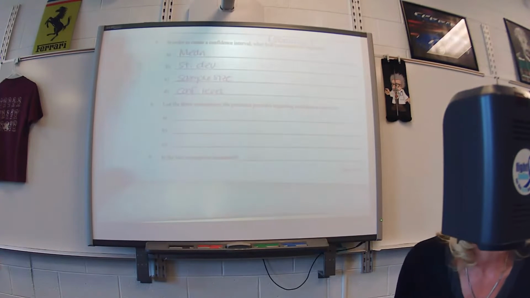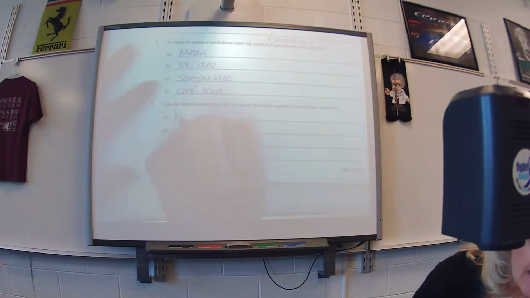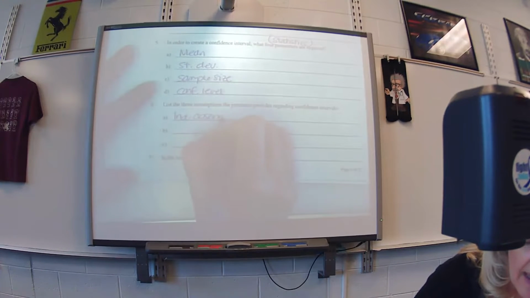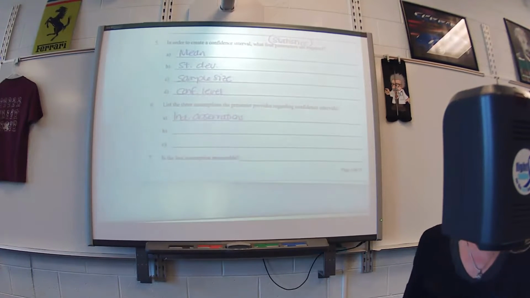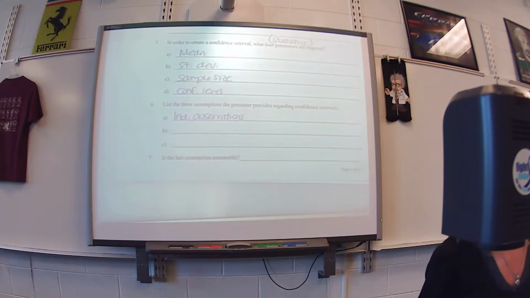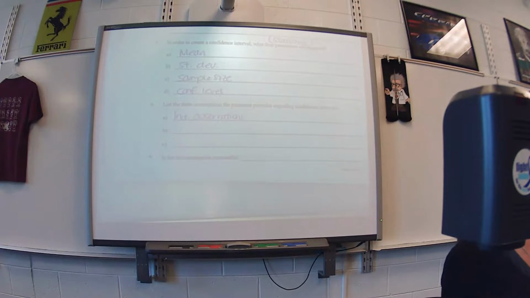3 assumptions. Number 1, independent observations. And she gave the example of each battery life is independent of another battery life. And I've talked about that in this class, that yes, independence, we could say if there are human beings in our sample, each individual is independent of another.